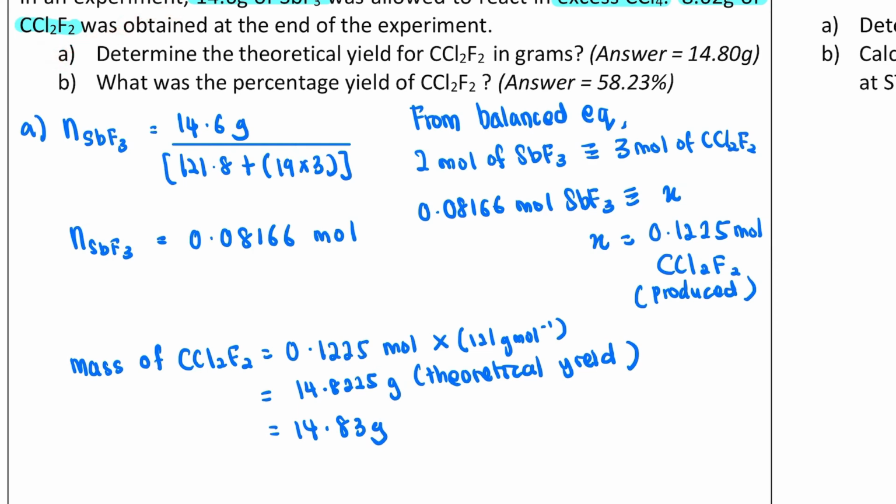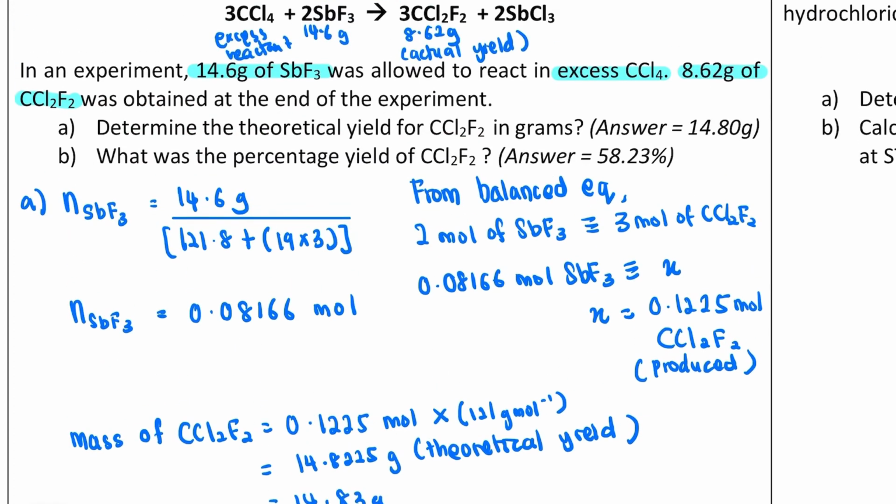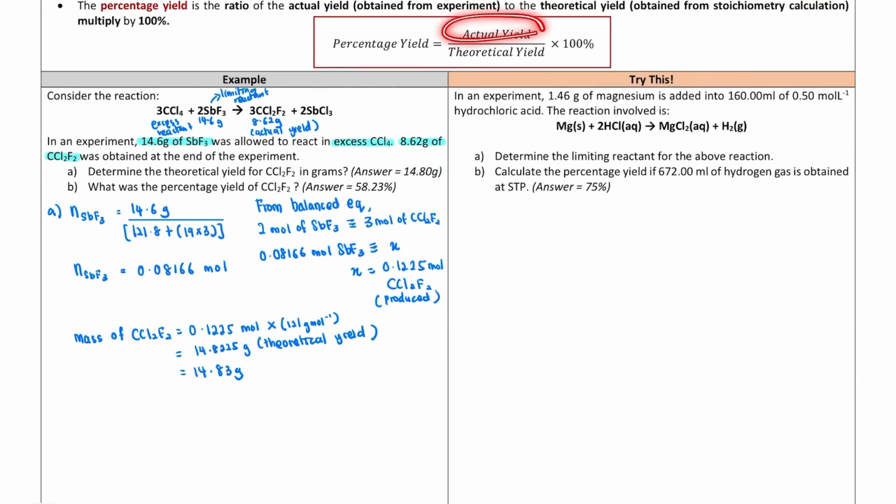Next, kita kena tengok B. Dia kata, what was the percentage yield of CCl2F2? Okay, so nak cari percentage yield, tadi kita kata kena ambil actual yield over theoretical yield, darab dengan 100. So, soalan ni dekat A, kita dah determine dah theoretical yield. So, tak ada masalah, kita dah ada. Actual yield is also given in the question. Okay, done. Alright, then times with 100. So, settle.